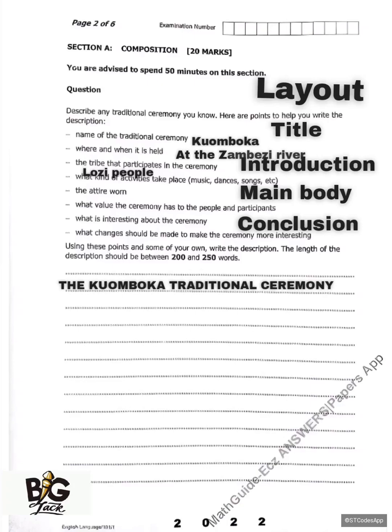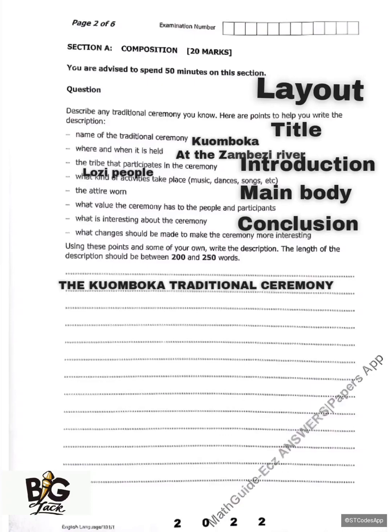In our introduction here, we are going to introduce the traditional ceremony that we are going to talk about in the main body. When you're writing the composition, the length of the description should be between 200 and 250 words. Words exceeding 250 are going to be cancelled, or they are not going to be considered part of your composition. So you need to follow the rules.